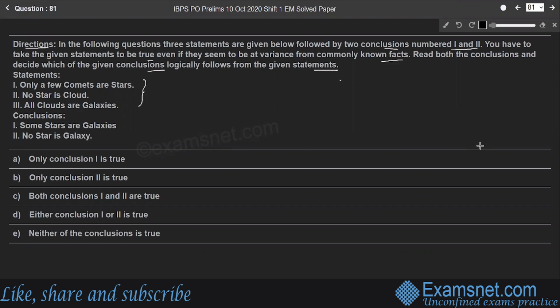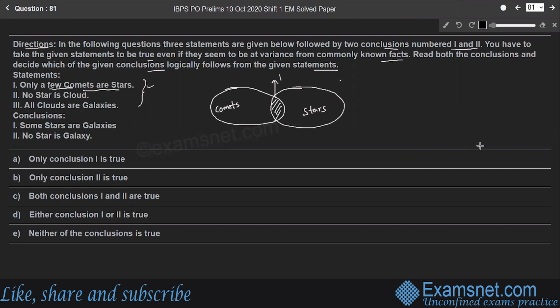Let us represent these statements in the form of Venn diagram. Only a few comets are stars. So that means there is a set of comets, and strictly a portion of comets are stars, right? Only, that means strictly a portion of comets are stars, this portion.